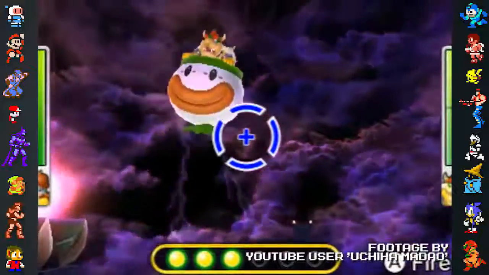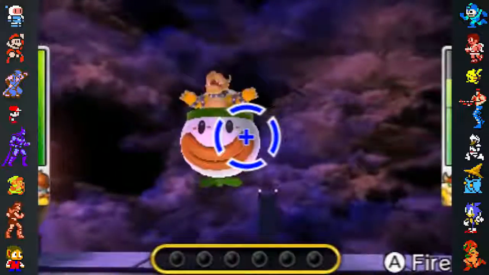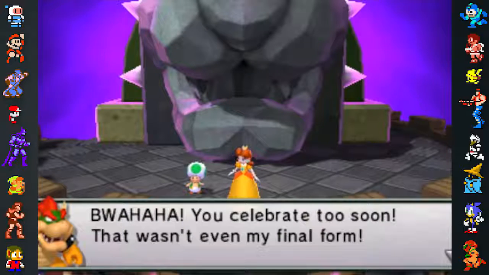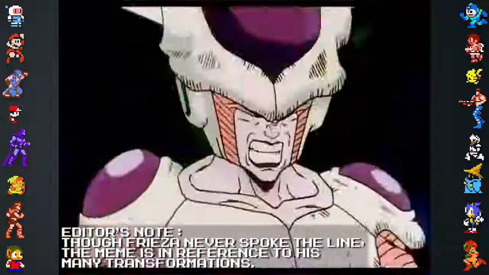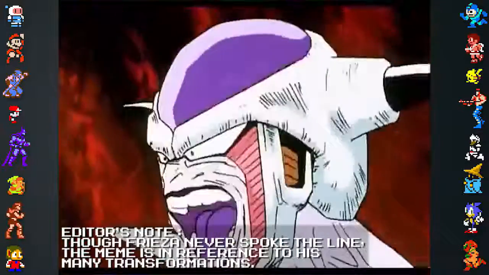Mario Party Island Tour included a Bowser's Tower mode, where the player got to take him on directly. After defeating him, Bowser will appear and declare, "Wahahaha, you celebrate too soon. This wasn't even my final form." This line is a reference to the Dragon Ball Z villain Frieza, who underwent multiple transformations in battle.